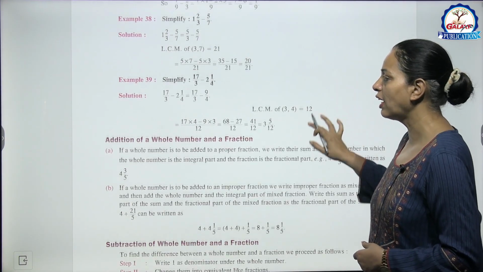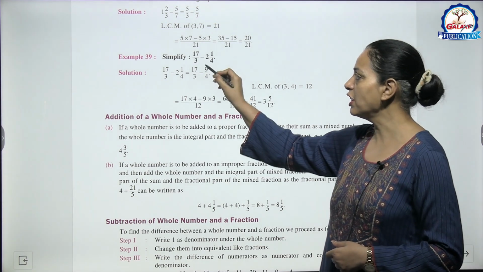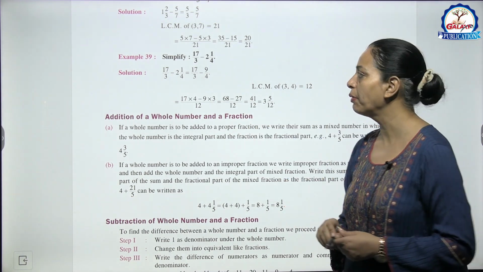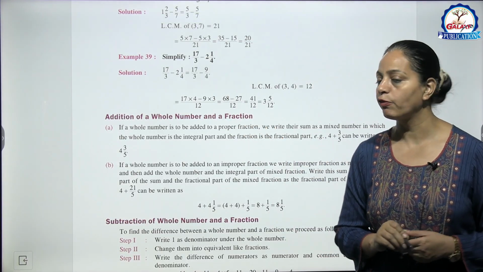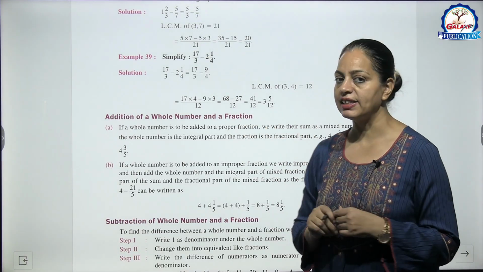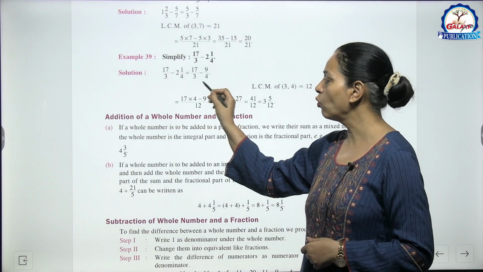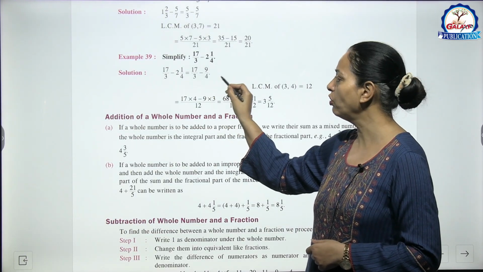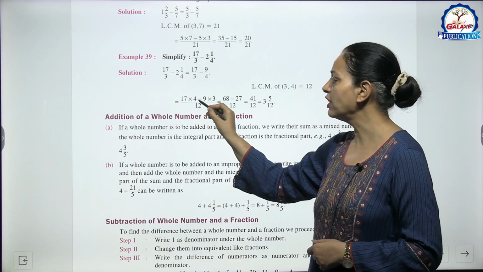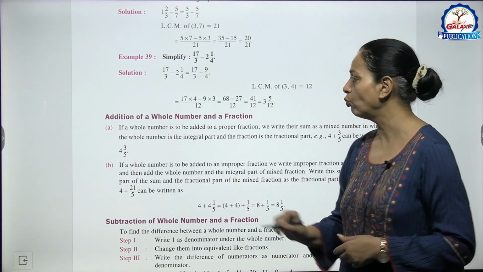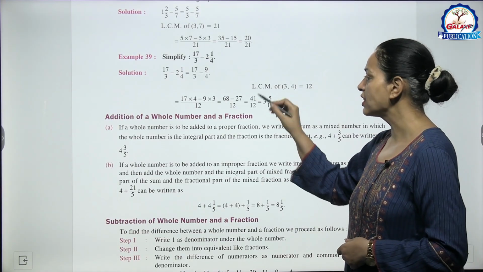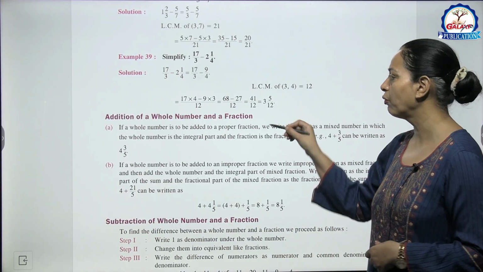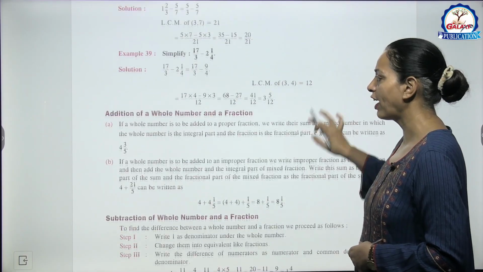Now example 39, simplify 17 upon 3 minus 2 whole 1 by 4. So 17 upon 3 minus 9 by 4. Now take the LCM, LCM is 12. So now 3 4s are 12, 17 4s are, 4 3s are 12, 9 3s are. So 17 into 4 minus 9 into 3, 68 minus 27 upon 12. So answer is 41 upon 12, convert into mixed fraction.